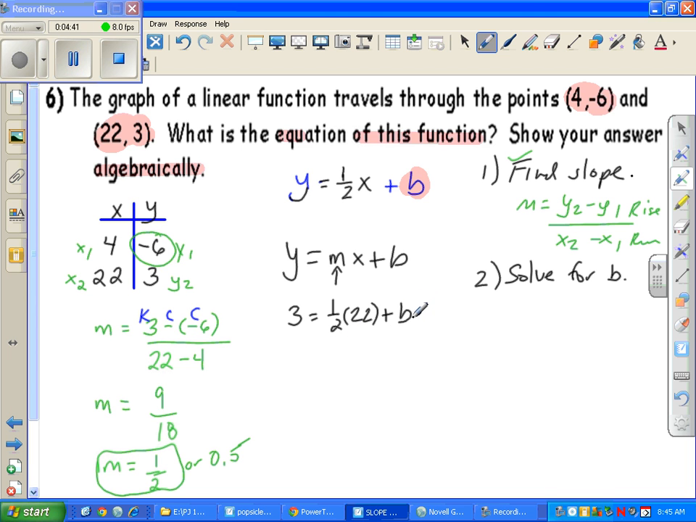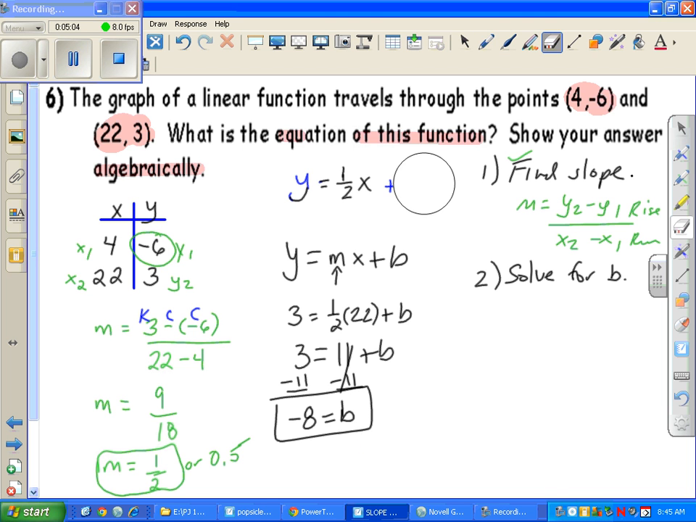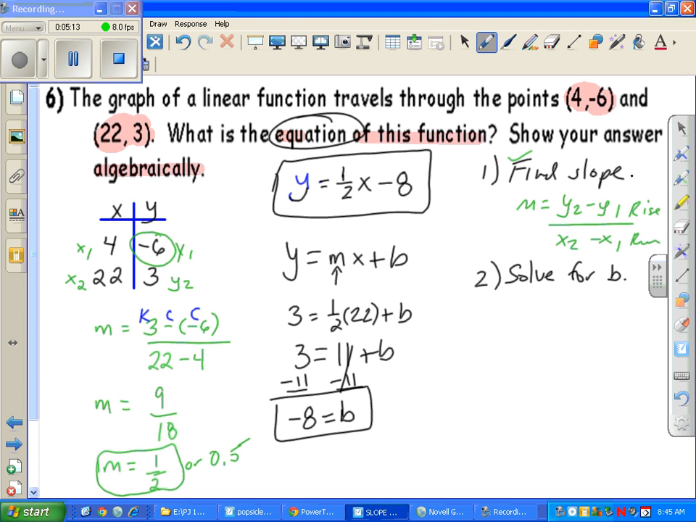This will allow us to solve for the y-intercept. 1/2 of 22 is 11. So my equation transforms to 3 equals 11 plus b. Subtract 11 from both sides to solve for b, and we find that b equals -8, since 3 minus 11 is -8. This means my equation looks like this. y equals 1/2 x minus 8. That is the equation of a function that goes through these 2 points.